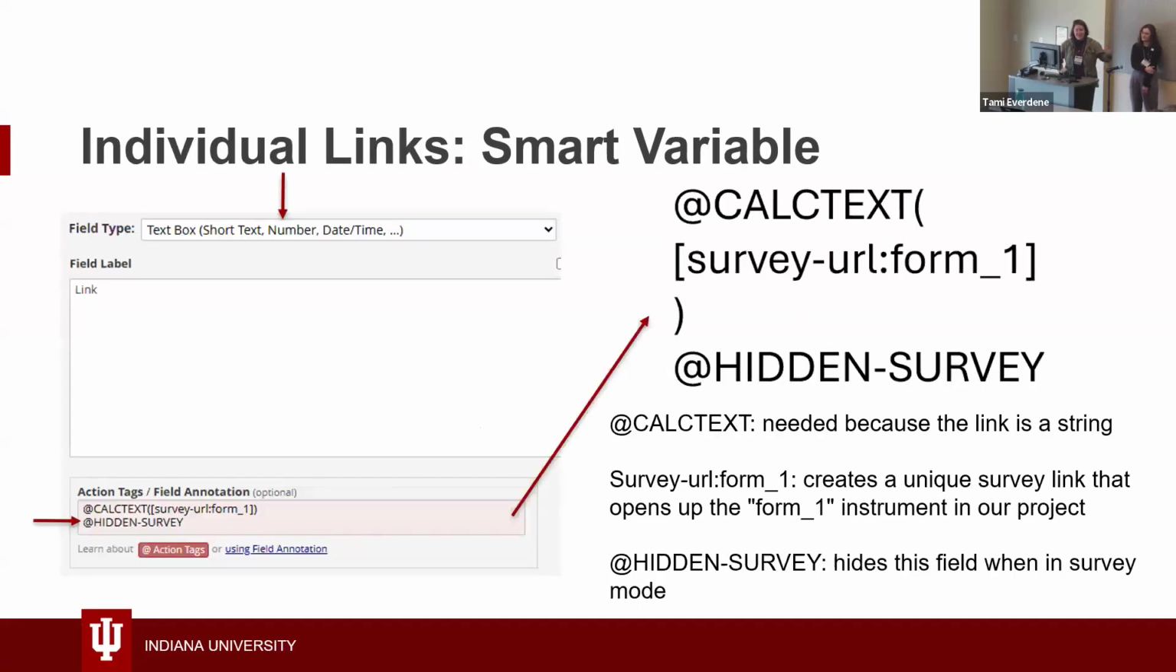So how do you do this? You can just create a text box, and we always just call it something like link. And then you're going to use a calc text field because it's words, since it's a link. And then survey URL is telling it to create the URL. :form1 is just what I named the standard survey we're doing, but that will be whatever your survey is. And then we hide this because it has to live in the instrument. So if they log on, they don't just see this random link that they try and click. It's going to be hidden for everyone.